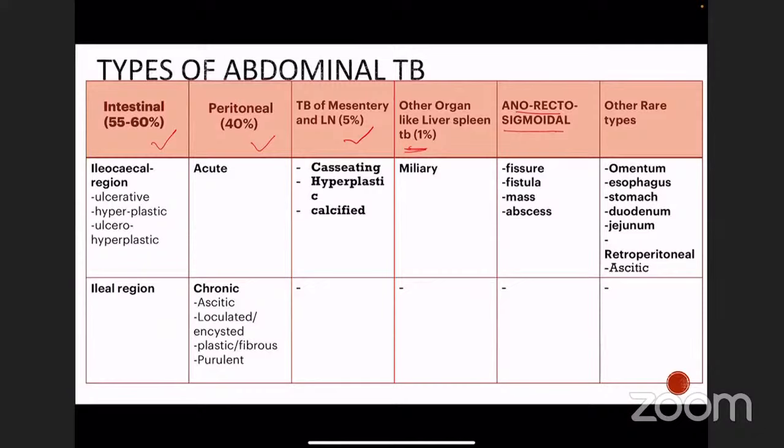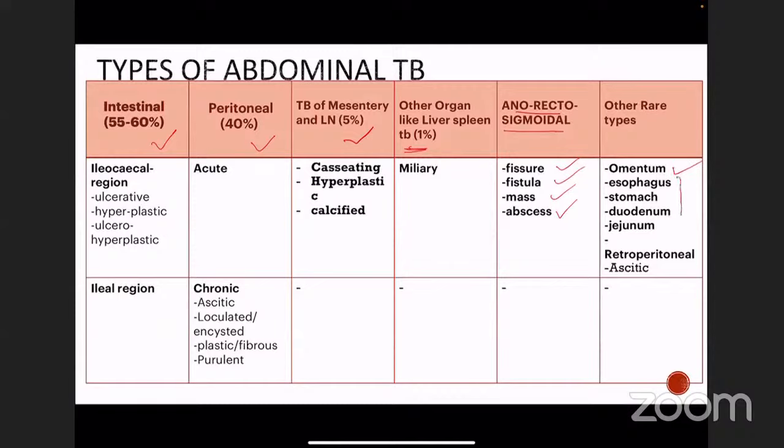So it is having external features like fissure, fistula, mass, or abscess in the gluteal region. So I have put it in a different category, a different type of abdominal tuberculosis. And there are other rare types also, other than the intestine, peritoneum, mesentery, and mesenteric lymph nodes. So what are the others? That is the omentum, the policeman of our abdomen.